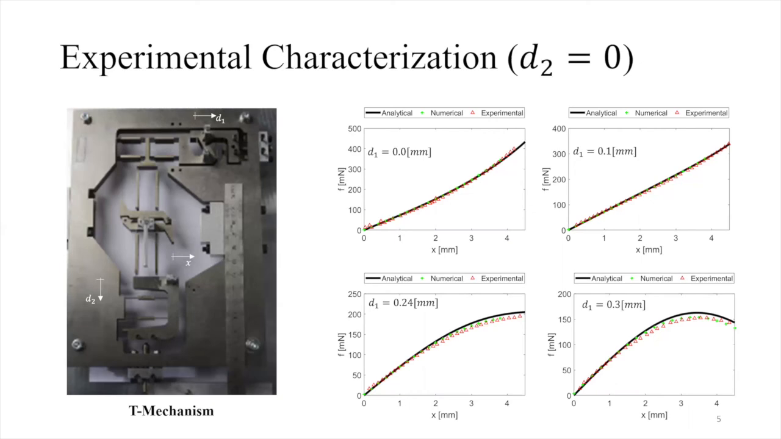So for example here, if we look at D1 equal to 0, you can see that we have a hardening effect. If we look at D1 equal to 0.3, we will have a softening effect, and we can even see there is a negative stiffness. However, at the value of D1 equal to 0.1, here we'll have a linear spring. So D1 leads to a zero nonlinear stiffness term.